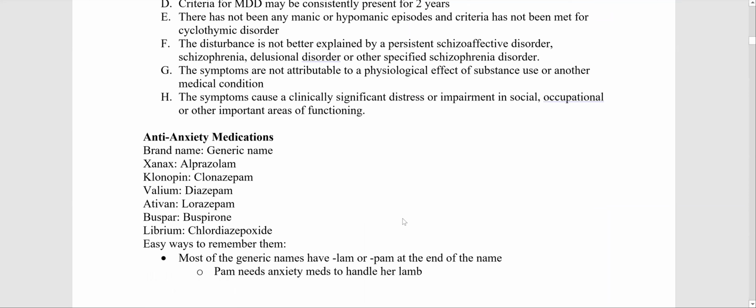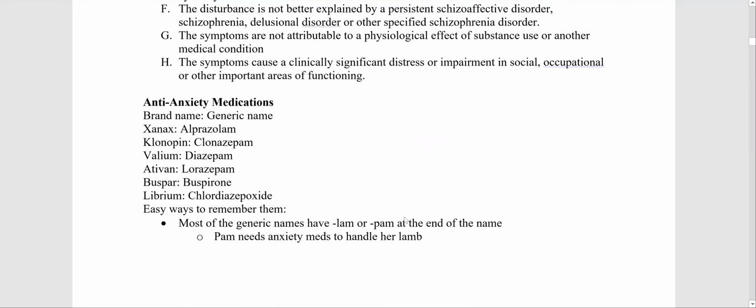So now moving into the next neighborhood of anti-anxiety medications. So the brand name, again, is on the left, and the generic name, again, is on the right. So again, there are going to be themes of the generic name and the brand name. The brand names tend to be more recognizable. So for the generic name, there is going to be LAM or PAM, because PAM needs anxiety meds to handle her LAM. So if you see PAM or LAM at the end, and of course there are going to be outliers, but oftentimes on the brand name, you're going to be able to remember them.